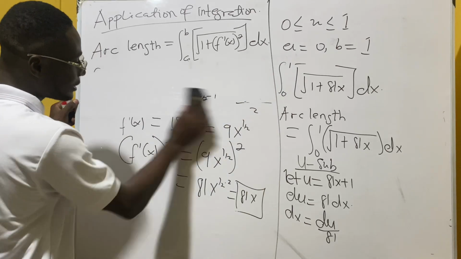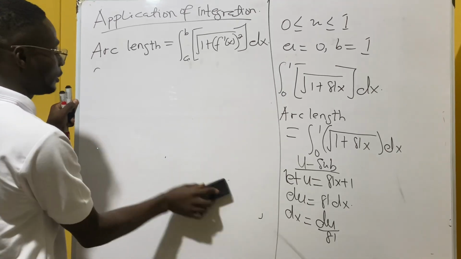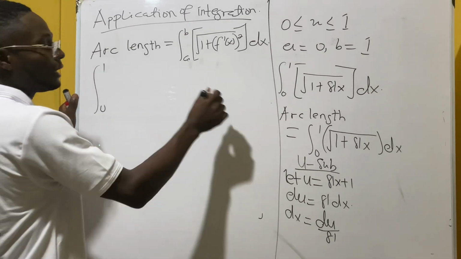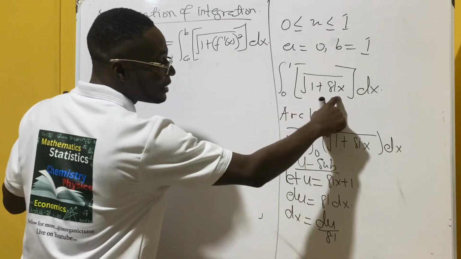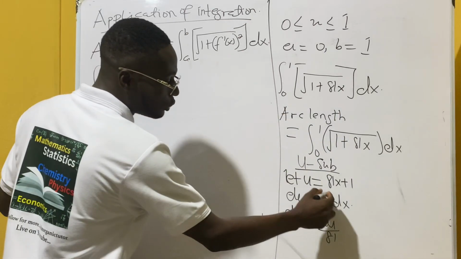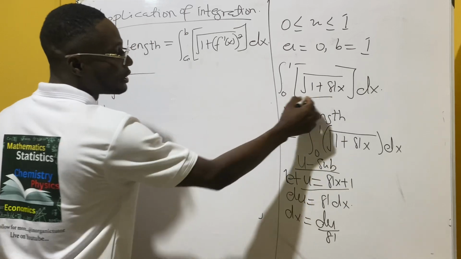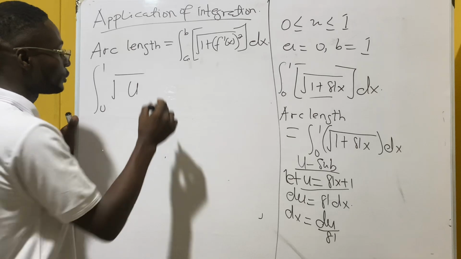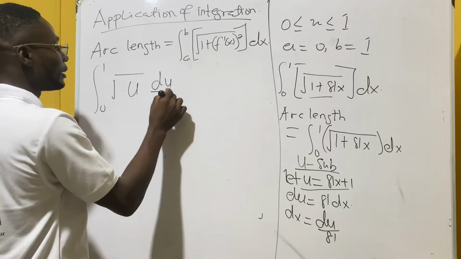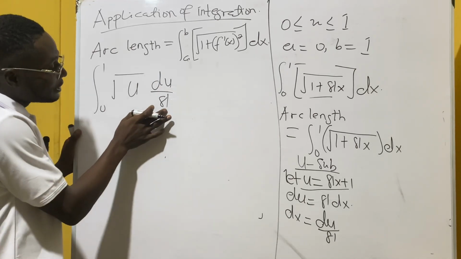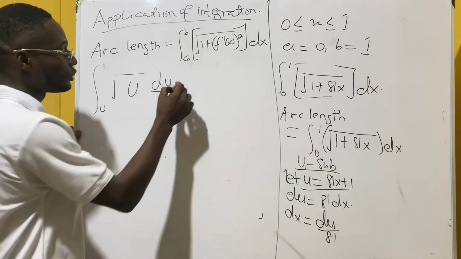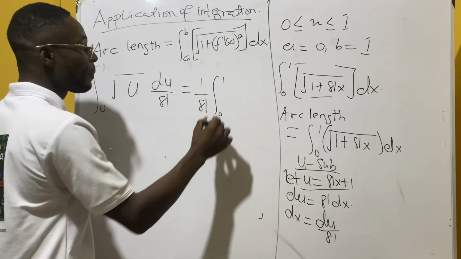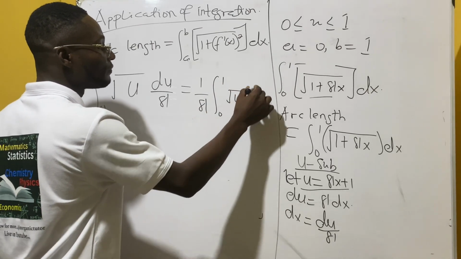So when we do back substitution, we are going to have the integral from 0 to 1. Now this argument is u, so we have u here, and our dx now is du on 81. This 1 on 81 is a constant, so we factor it out: 1 on 81, integral from 0 to 1, then square root of u du.